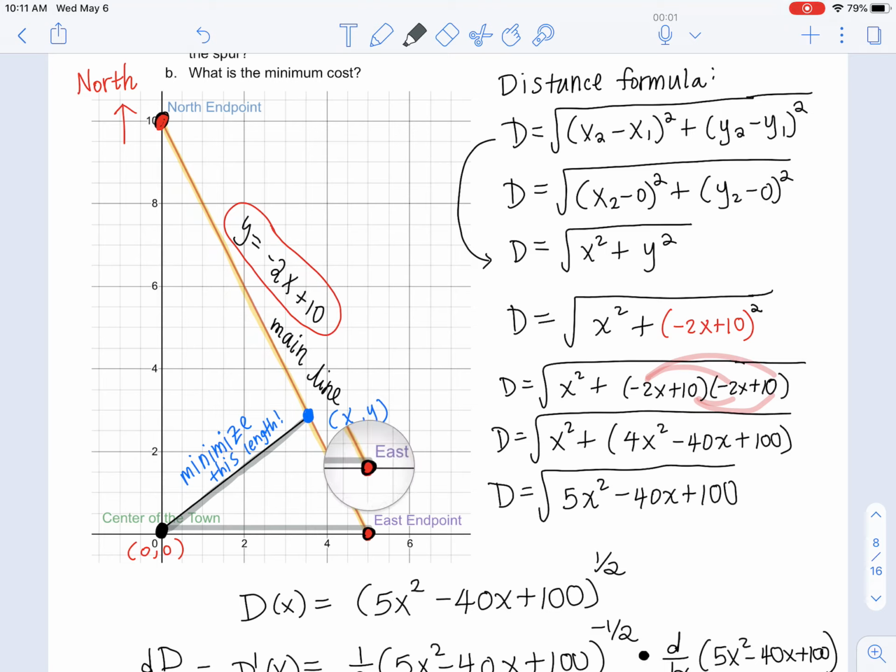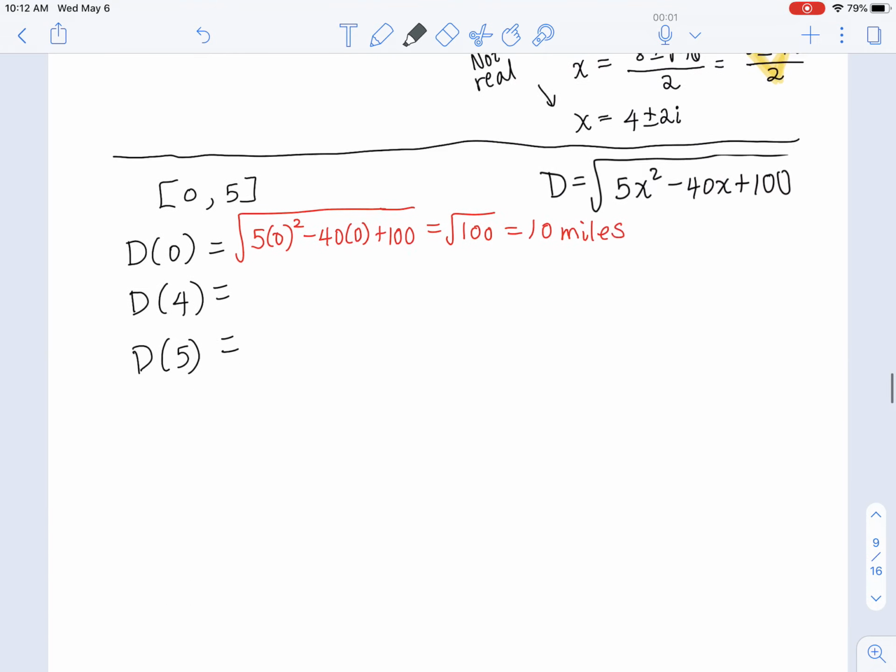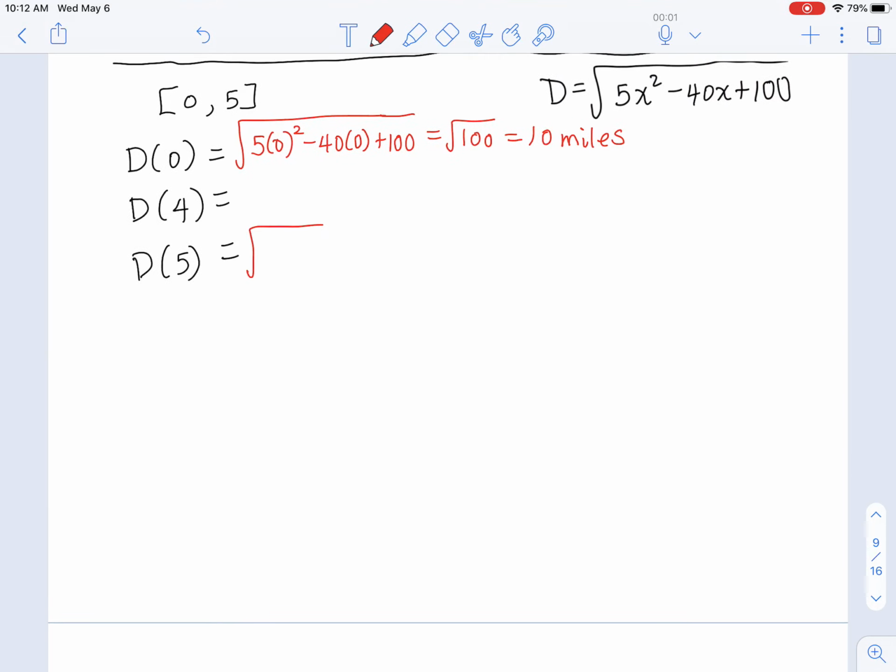Now, what if at the other endpoint, you build a spur line 5 miles to the east? How long will that spur line be? 5 miles, right? Because you go 5 to the right and that's where you build it. I already know the last one too, but let me show you the work for it. That will be the square root of 5 times 5 squared minus 40 times 5 plus 100. We'll check it just for fun.